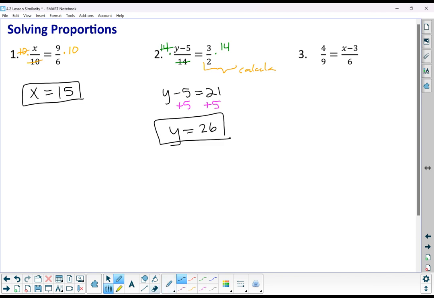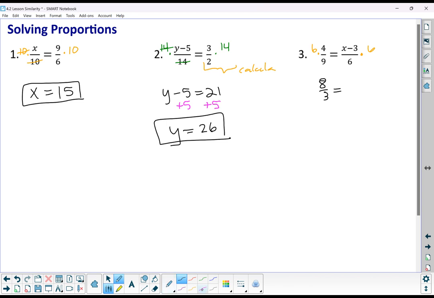My last equation over here is 4/9 is equal to x minus 3 divided by 6. So I want to get that x minus 3 by itself, so I'm going to multiply both sides of my equation by 6. On this one, I'm going to keep it in fraction form, but if you want to go into decimals, that's probably okay. So 6 times 4 divided by 9 is 8/3.